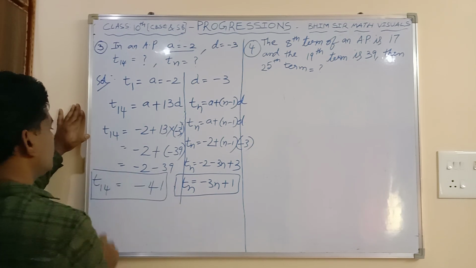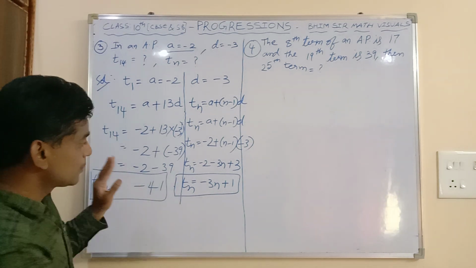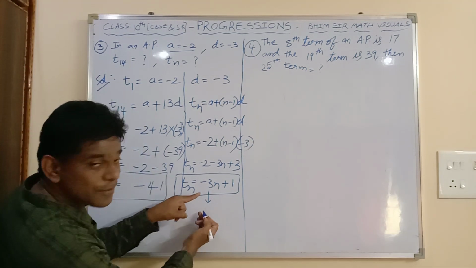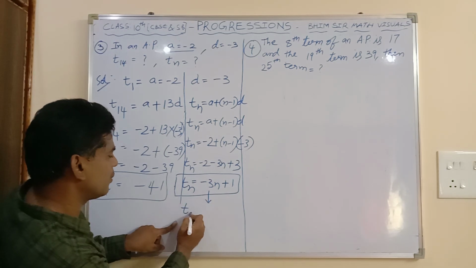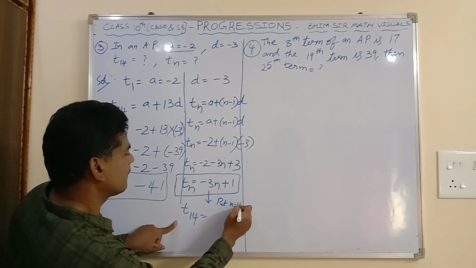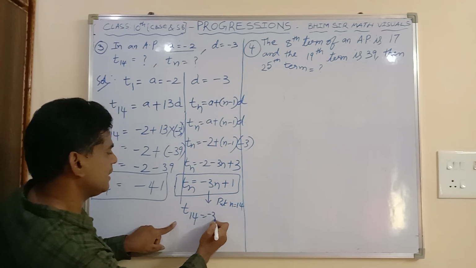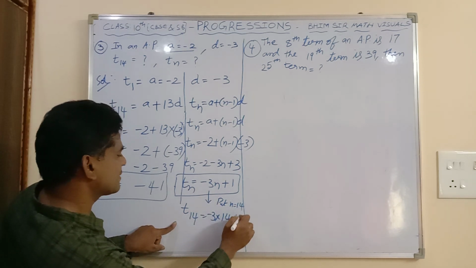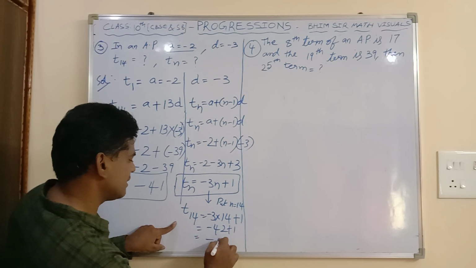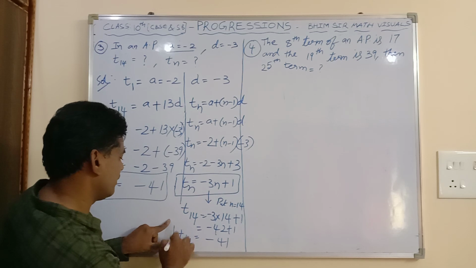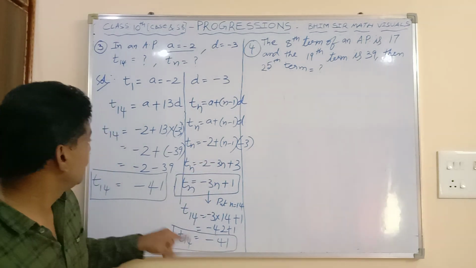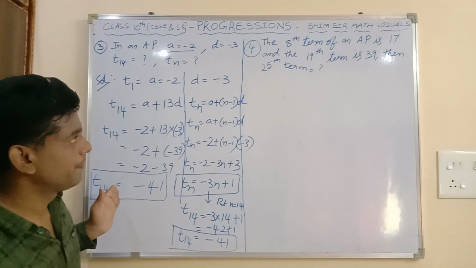Similarly, T14 is minus 41. So without finding T14 separately, you can directly substitute here and simply get T14. Put n is equal to 14 here. Minus 3 into 14 plus 1. This is equal to minus 42 plus 1. The answer is minus 41. So we can find T14 by this method also, without doing the earlier one.